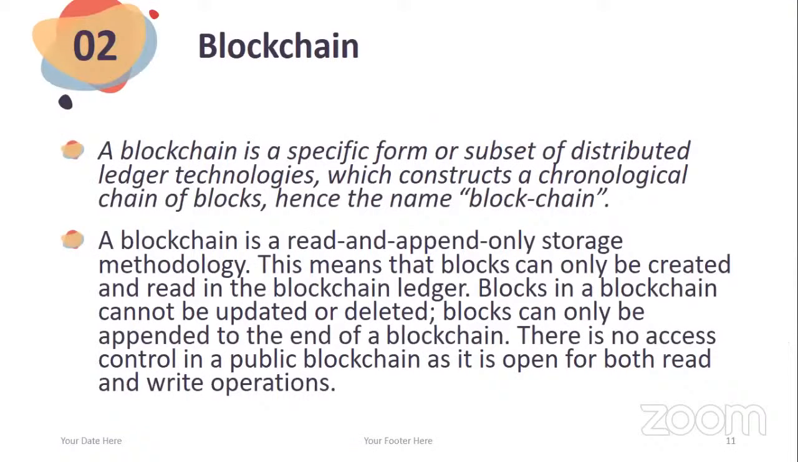A blockchain is a specific form or subset of distributed ledger technologies, which constructs a chronological chain of blocks, hence the name blockchain. A blockchain is a read and append only storage methodology. This means that blocks can only be created and read in the blockchain ledger. Blocks in a blockchain cannot be updated or deleted. Blocks can only be appended to the end of a blockchain. There is no access control in a blockchain as it's open for both read and write operations.